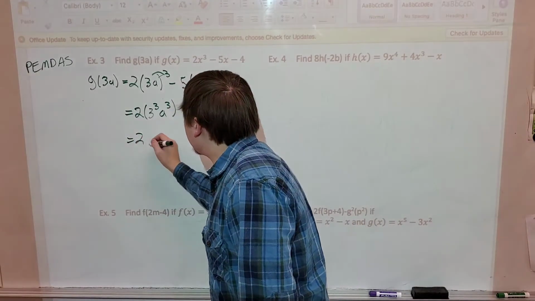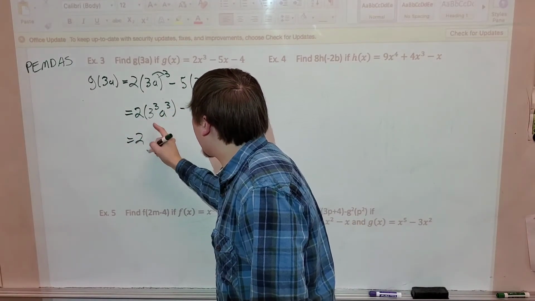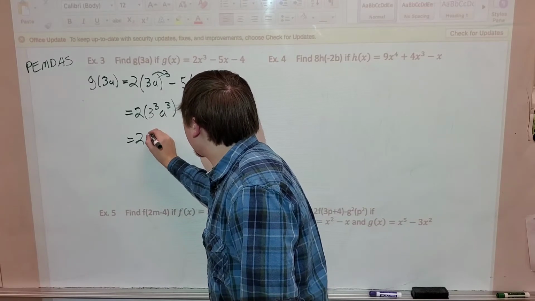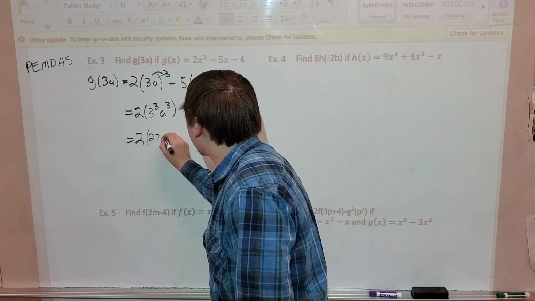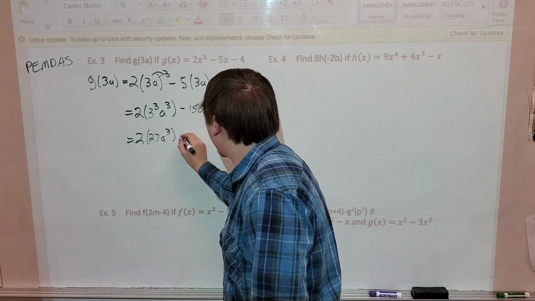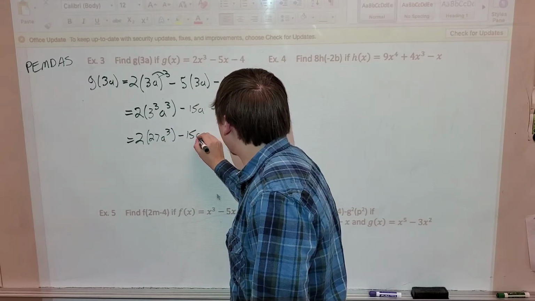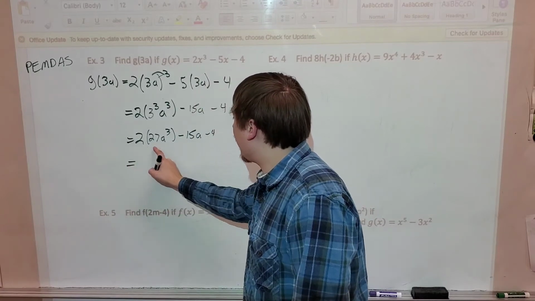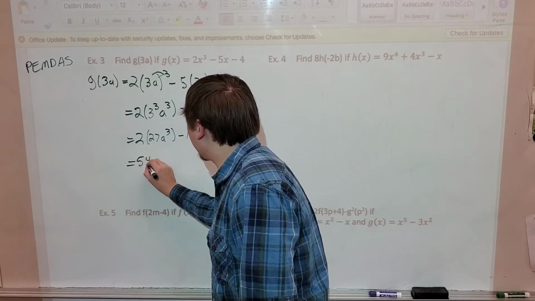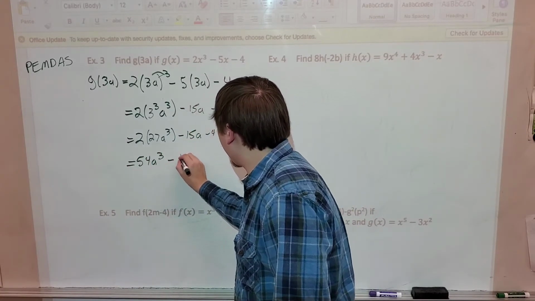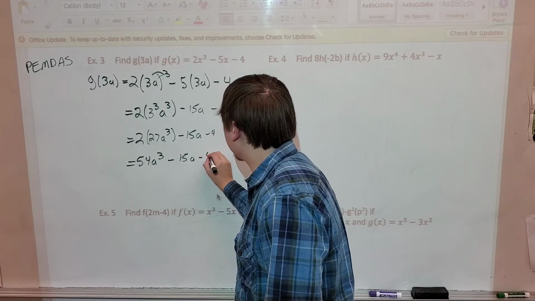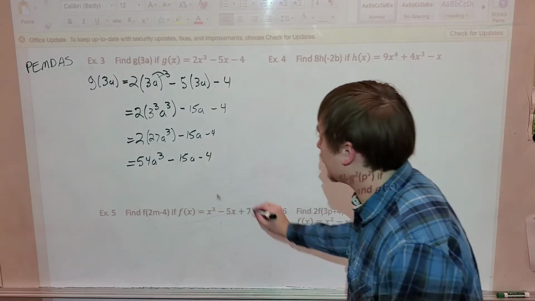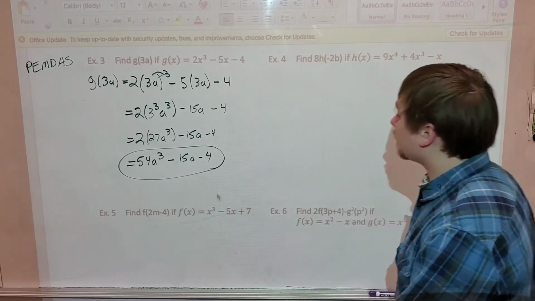Equals. Again, we need to do exponents before we can multiply. So 3 to the third, that is 27. a to the third follows it. Minus 15a. Minus 4. Last step, multiply 2 times 27. 54a to the third minus 15a minus 4. And there is our answer right there.